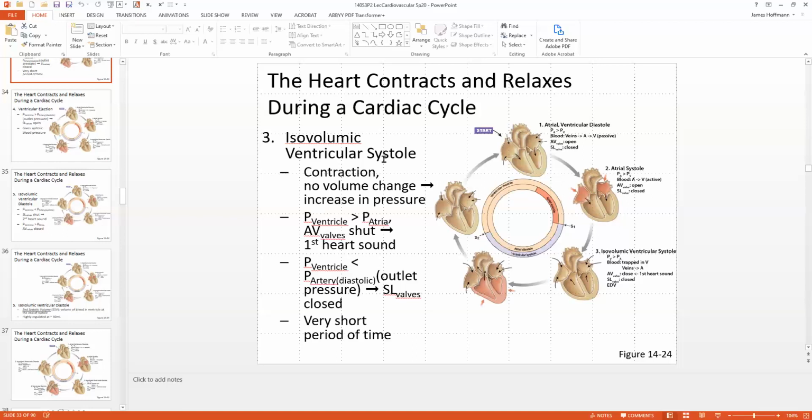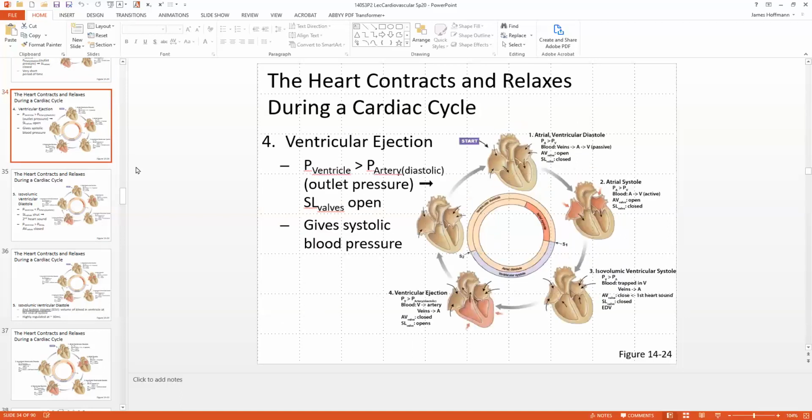And so once the ventricle starts to generate pressure, the AV valves close off because the pressure of the ventricle is greater than the pressure of the atria, so those are closed. And because the pressure of the ventricle is not yet higher than the pressure of the aorta or the pulmonary trunk on the right side, the semilunar valves are closed. So during the isovolemic phases, we have all the valves closed. So that's the third phase. The fourth phase is called ventricular ejection.